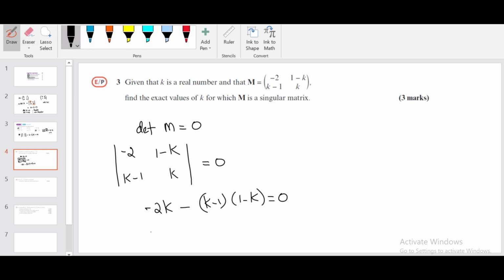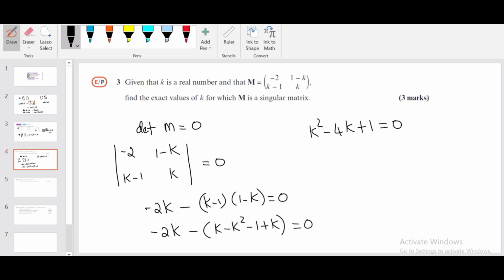Now expand the bracket, you will get minus 2K minus K minus K square minus 1 plus K is equal to 0. So when you open the bracket, you will get minus 2K minus 2K minus 4K. So K square minus 4K plus 1 is equal to 0.